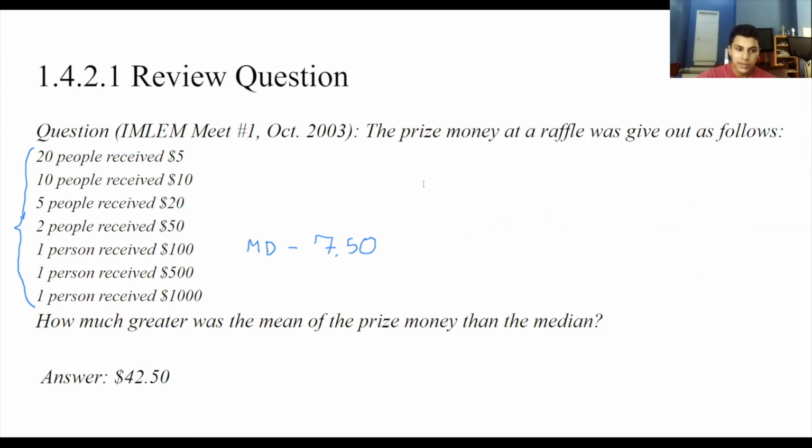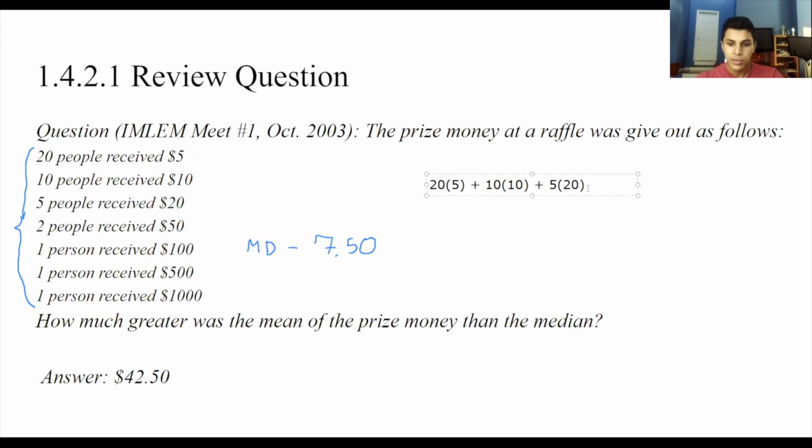So the way to do this is we need to add 5 20 times because we have 20 people who receive $5, and we don't actually have to write out 5 plus 5 plus 5 and so on. We can just write out 20 times 5 because we're adding it 20 times. Then we have 10 people receiving $10, so that's going to be 10 times 10 because we're adding 10 times, plus 5 people receiving $20, which is 5 times 20.